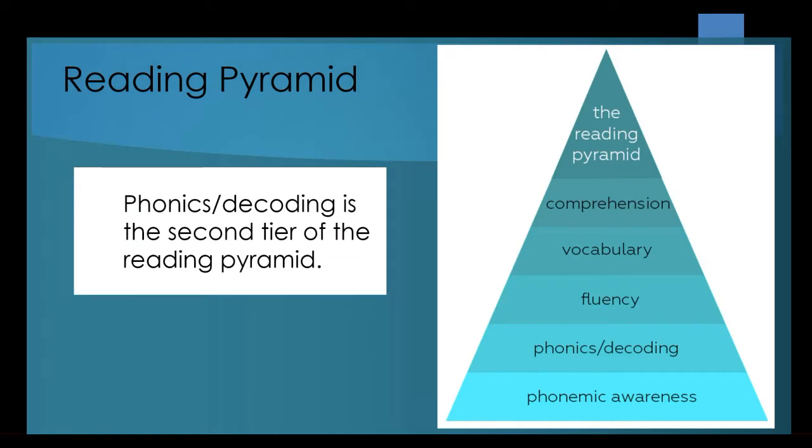When we look at the reading pyramid, we already know that phonemic awareness is at the base. We have to have this awareness of sounds, and the idea that in a word there are individual sounds, so a word can come apart and come back together. When we see phonics and decoding, phonics and reading, that forms the second layer of the reading pyramid.